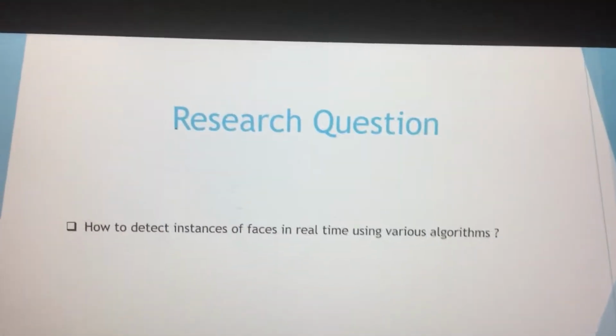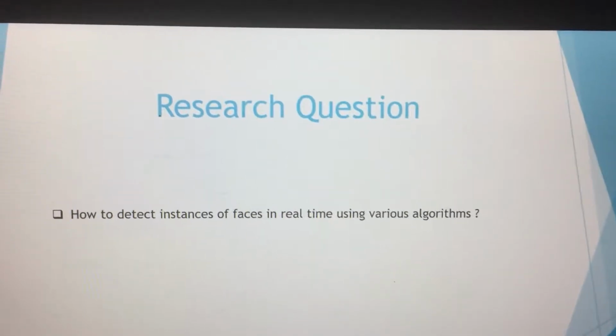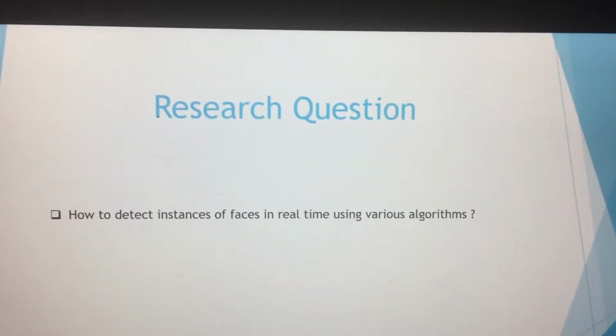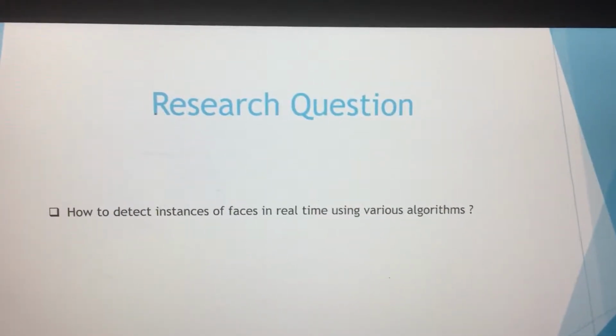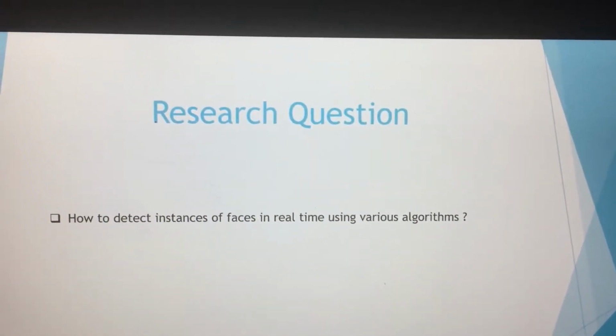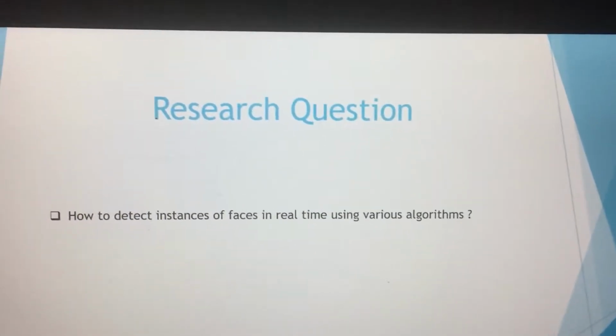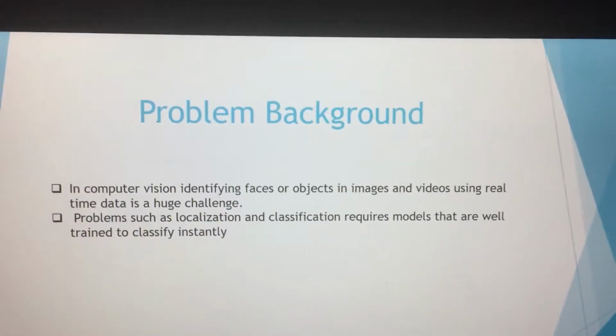So the research question that I've got is how to detect instances of faces in real time using various algorithms. With big data to address scalability, I want to ensure that if there's a video or images coming in, can I actually find faces in real time?